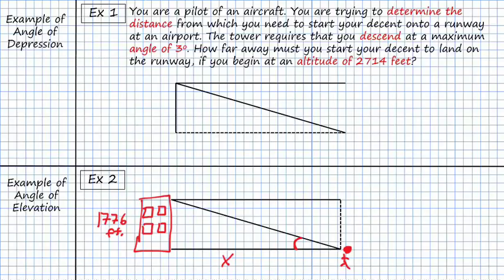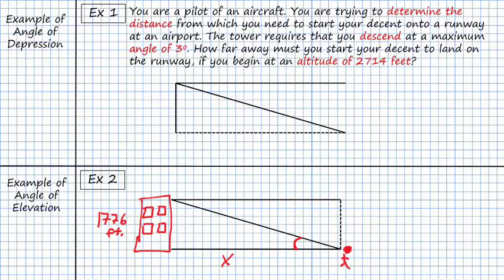So you're a pilot of an aircraft. You're trying to determine the distance from which you need to start your descent onto a runway at an airport. The tower requires that you descend at a maximum angle of 3 degrees. How far away must you start your descent to land on a runway if you begin at an altitude of 2714 feet? All right, so let's just go ahead and diagram this real quick.